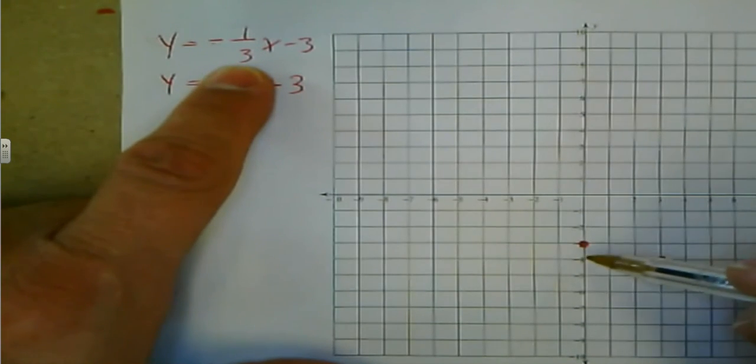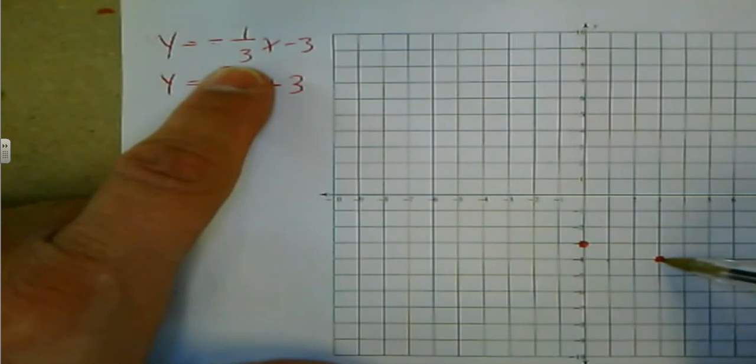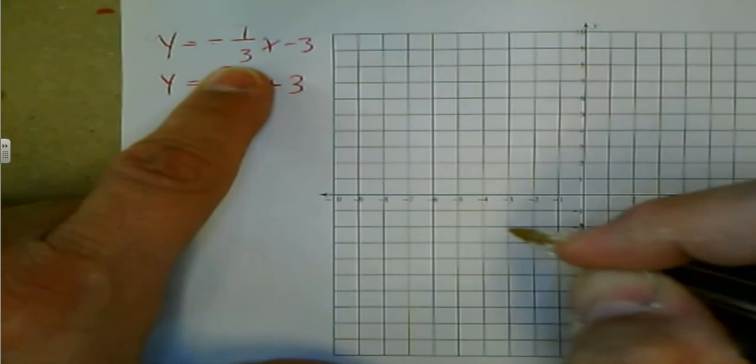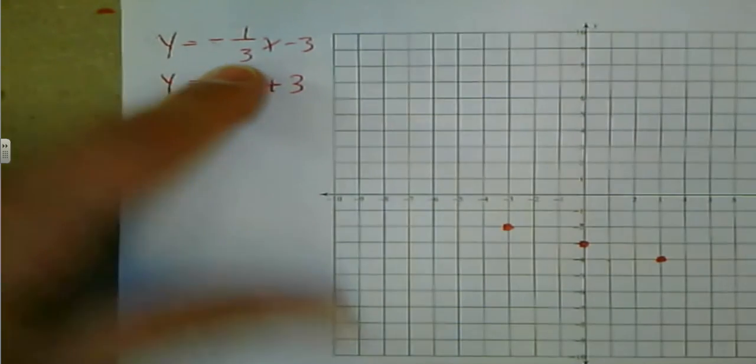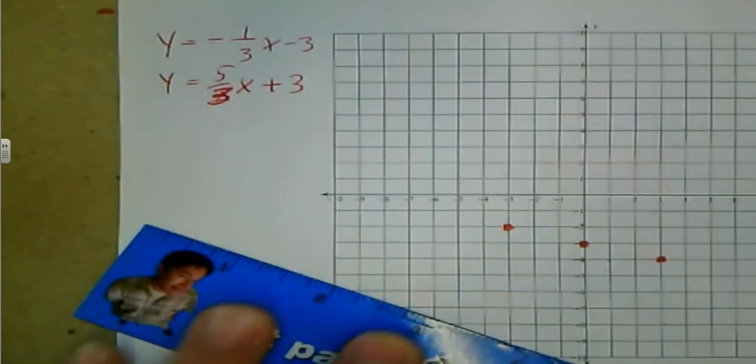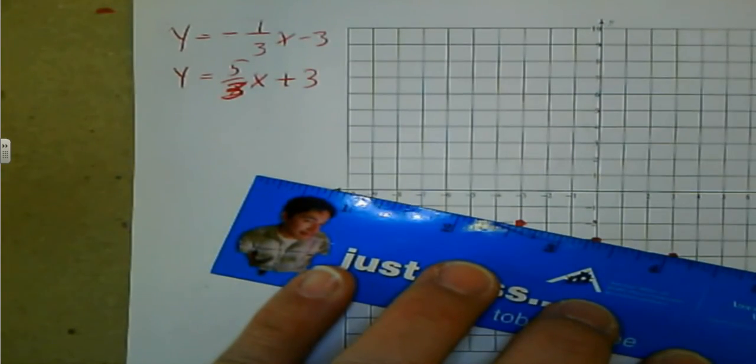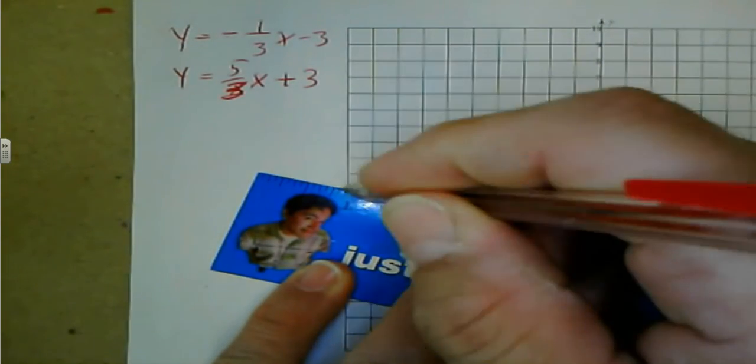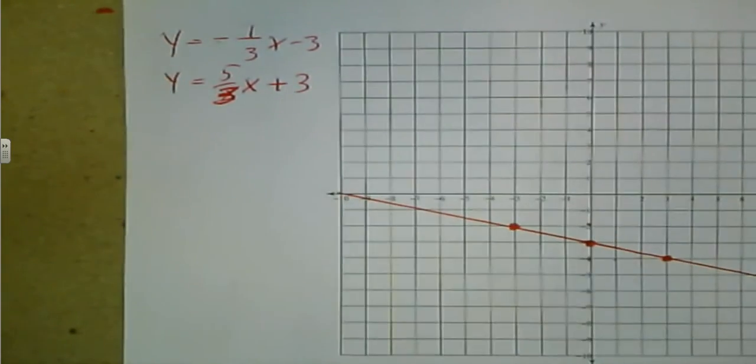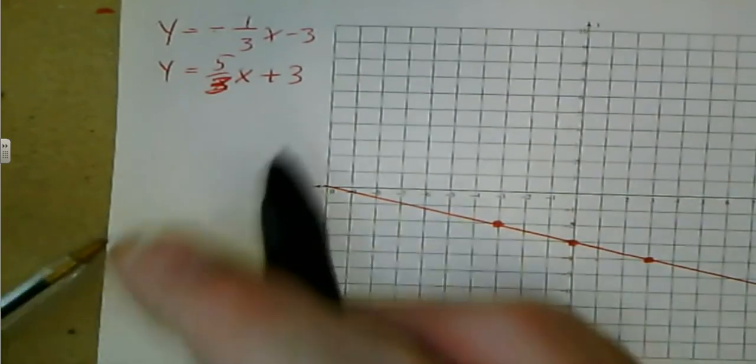Now we're going to do it in reverse. Since we went down 1, right 3, we're going to go up 1 and left 3 spaces. Draw that line. Go to our next one.